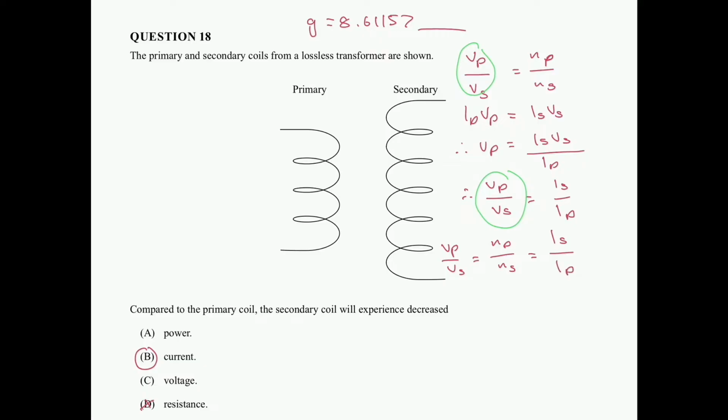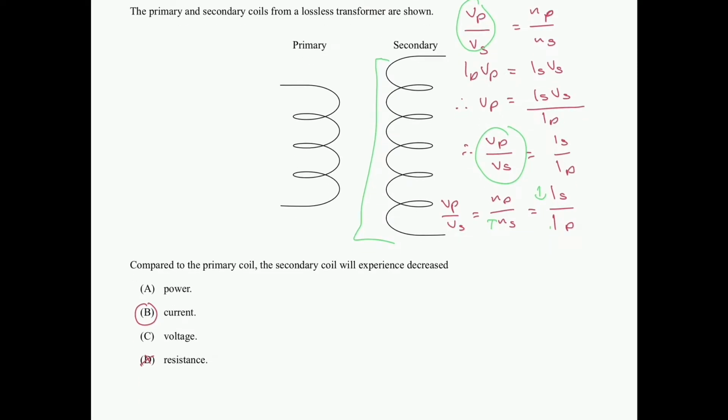So let's again think about our ratios or our fractions and what happens when you change a numerator versus a denominator. If I increase the number of coils, which this option has, the secondary has more coils than the primary. So if I increase the number of coils in our secondary, for these two to remain equal, you must either increase the current in the primary, or you can decrease the current in the secondary. So that's how option B is going to be correct.